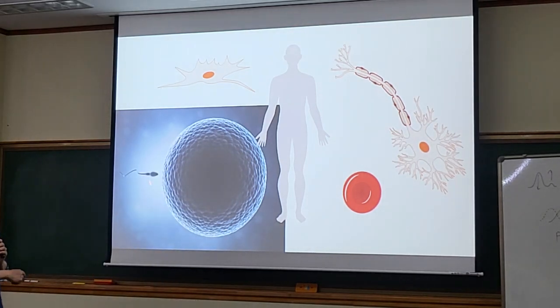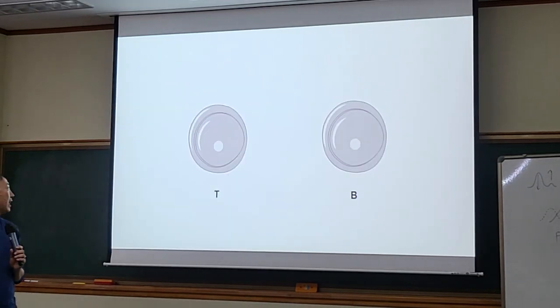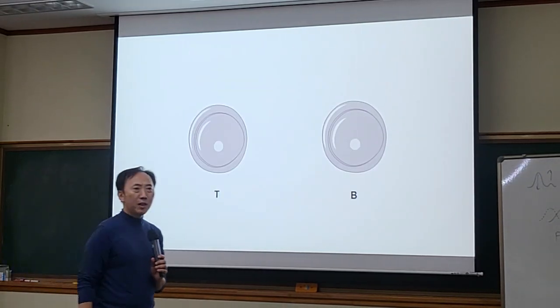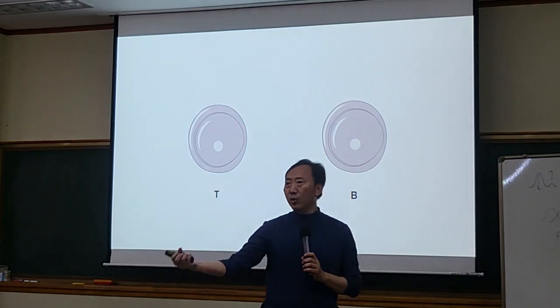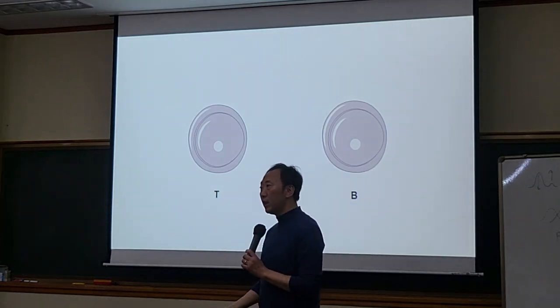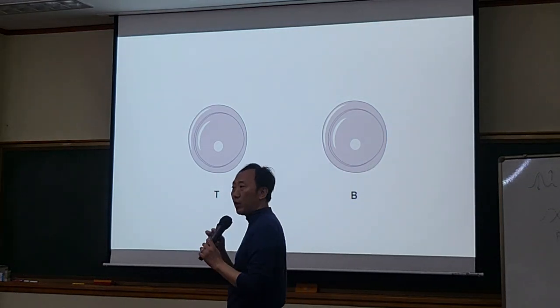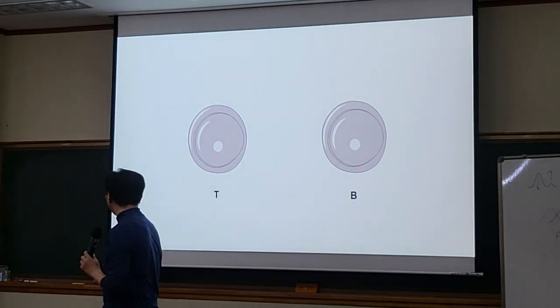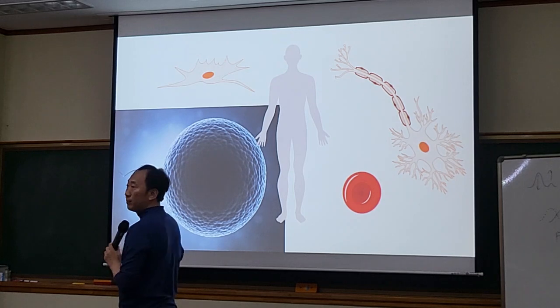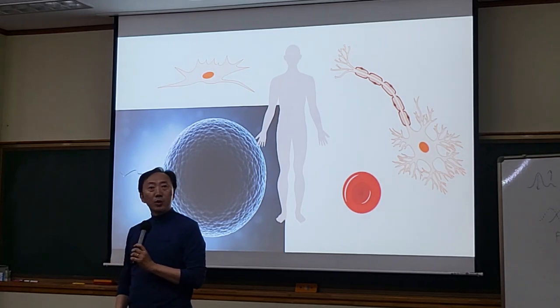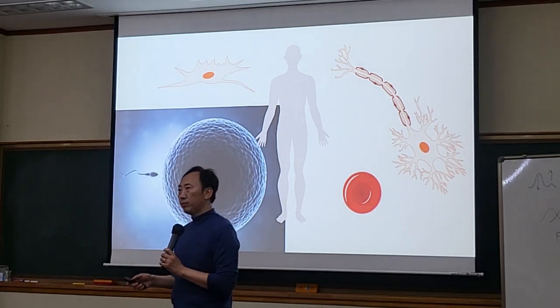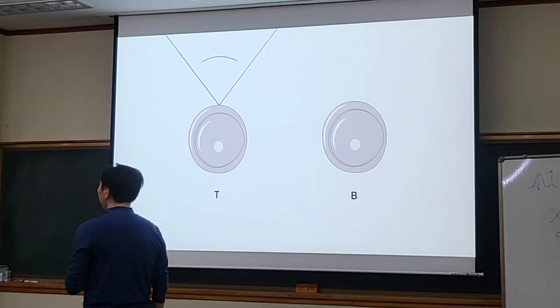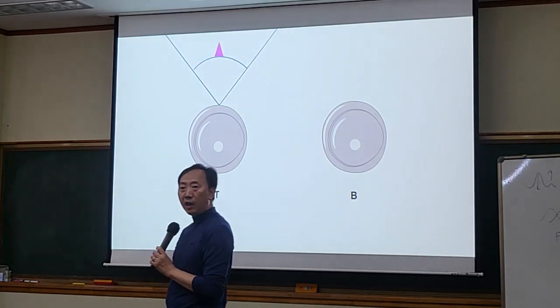And some of those cells have a different shape, but in many cases, the cells look very similar to each other. Especially if you take those cells out of the body and culture them in a dish, they look like just a round shape. If it's floating around like a ball, if it's attached to the ground, then they look like this. So it's quite difficult to discriminate which one is which. So then how do we know whether those cells are different or not?